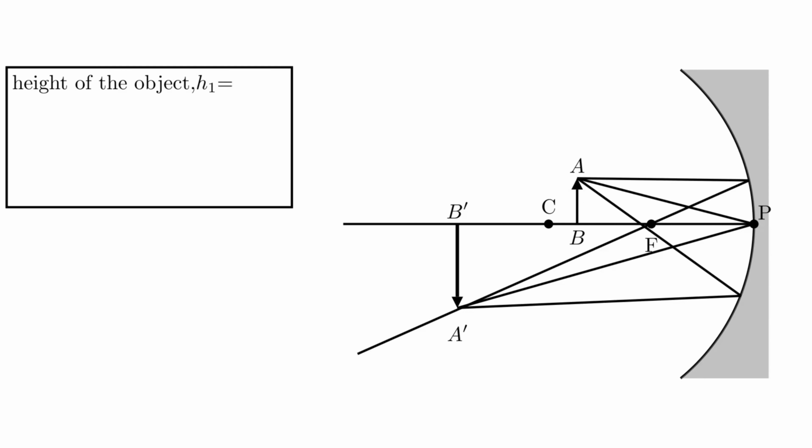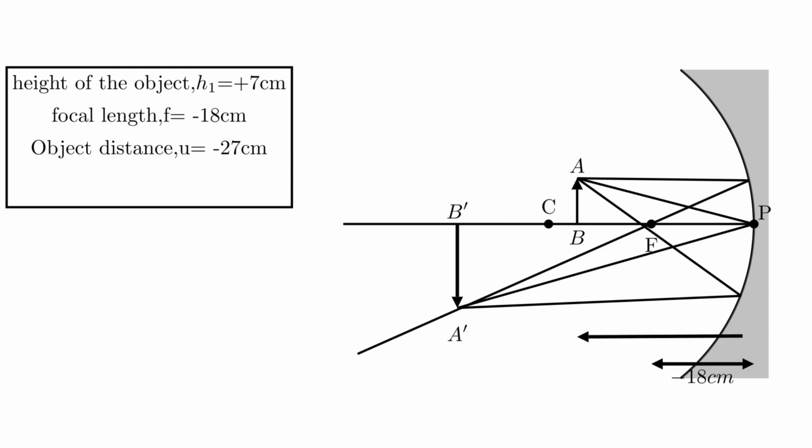Here the height of the object is h1, which is equal to 7 cm as it lies above the principal axis. The focal length of the mirror is minus 18 cm. The distance of object is u, which equals minus 27 cm. The distance of the screen is equivalent to the distance of image, so using the mirror formula, that is 1 over f equals 1 over v plus 1 over u.